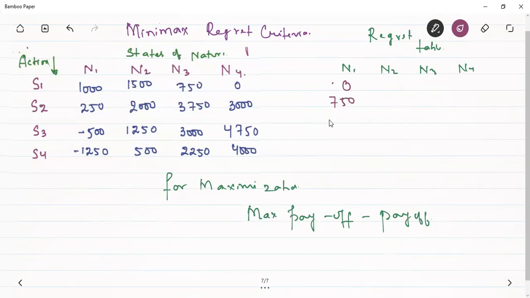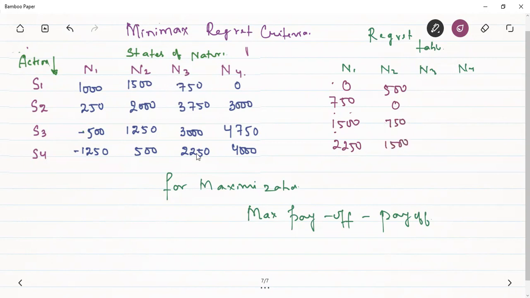1000 minus 500 will be equal to 1500, and 1000 minus 1250 will be equal to 2250. This is 1500, and this will be 2250. Similarly, in the second state of nature, the maximum value is 2000. Therefore, 2000 minus 1500 will be equal to 500. This will be 0, this will be 750, and this will be 1500.